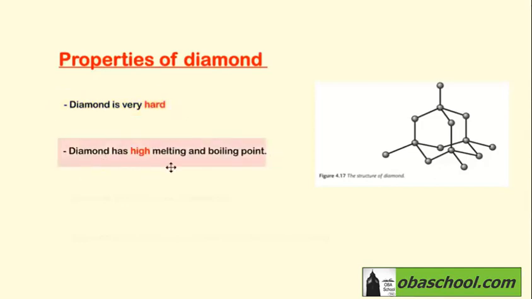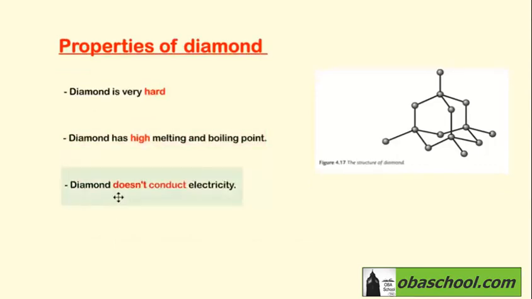Second, diamond has high melting and boiling points. So, diamond needs high temperature to melt or boil. Diamond does not conduct electricity, so electricity can't flow through diamond and it's not a conductor of electricity.